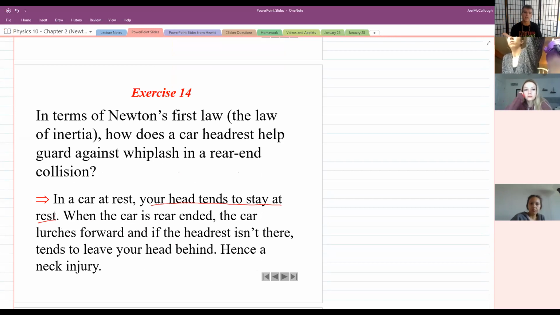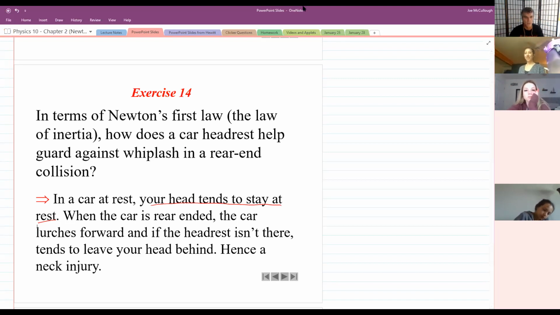So a car headrest is actually a safety feature, which basically moves your head forward at the same time as your body is moved forward. Let me pause. Does that make sense to people? Something has to exert a force to move your head forward. If you didn't have a headrest, the seat would cause your body to move forward while your head remained behind. So what a car headrest does is it moves your head forward at the same time as your body.